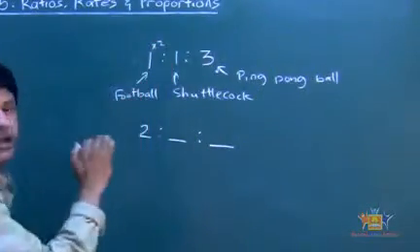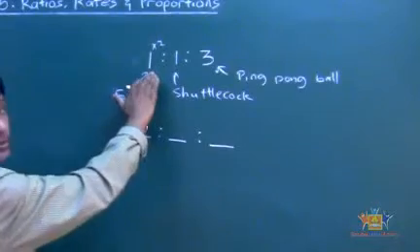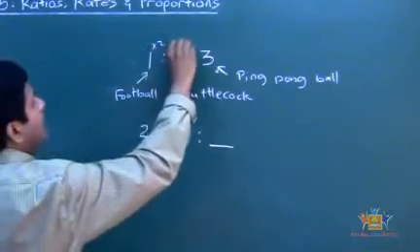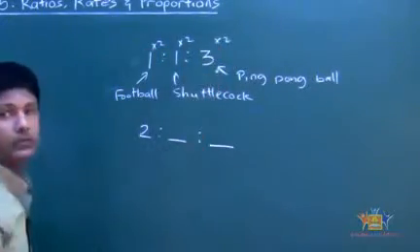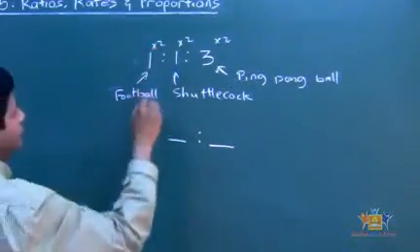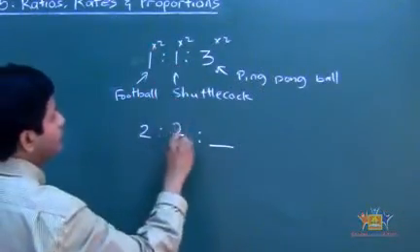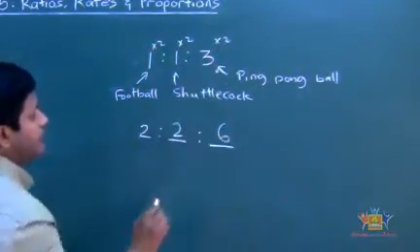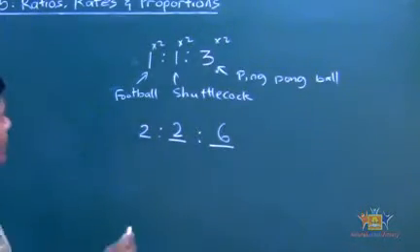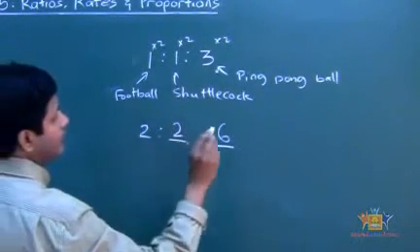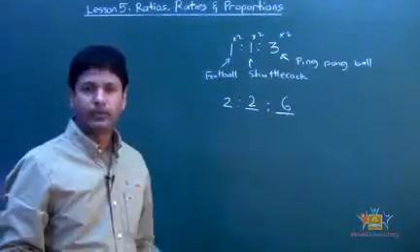If I multiply 1, the first part of the ratio, the quantity, with 2, I have to multiply everything by 2. See that? So that means 1 times 2 is 2, 1 times 2 is 2, 3 times 2 is 6. So now there are 2 shuttlecock and 6 ping pong balls. Alright, so let's do that.